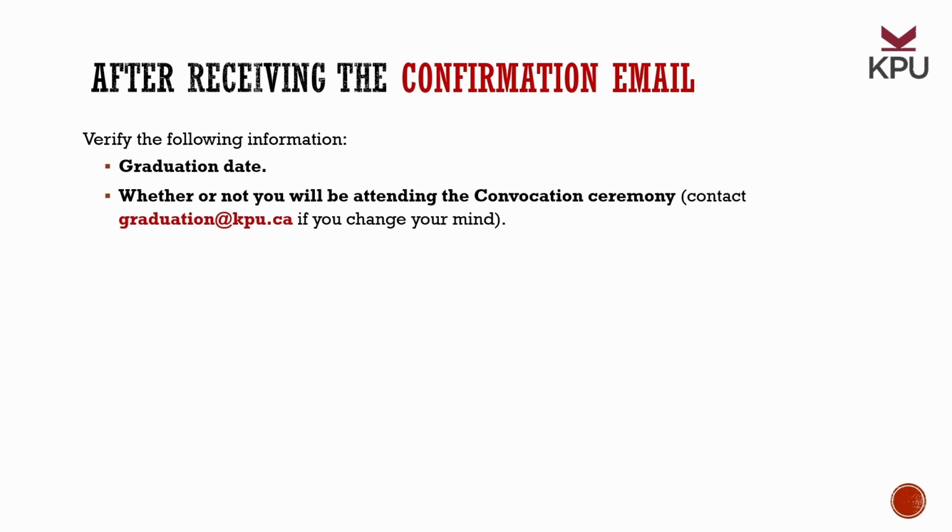Next, check whether or not you will be attending the convocation ceremony. If in your application to graduate, you did not answer whether you intend to participate in convocation, or your answer was no or undecided, and you now wish to participate, you can contact the graduation unit at graduation@kpu.ca from your KPU email account before the deadline stated in your confirmation email to inform us that you would like to participate in the convocation ceremony.